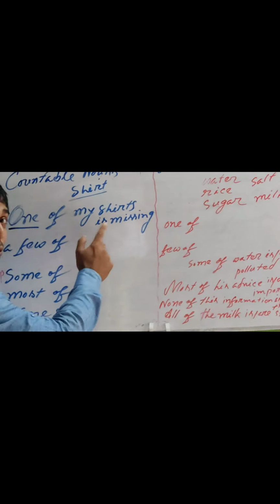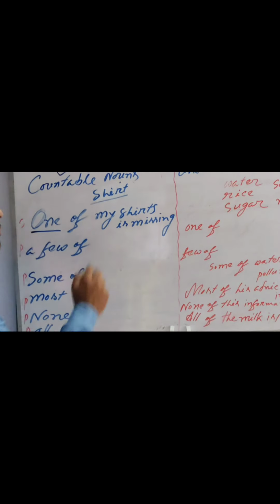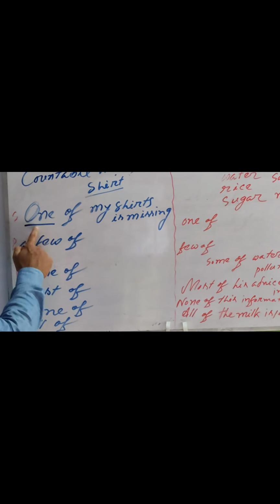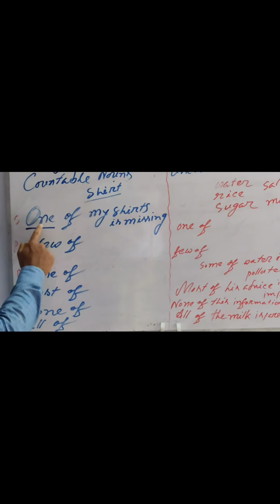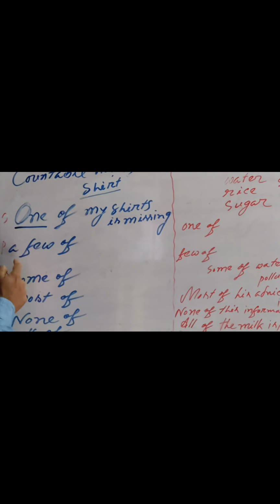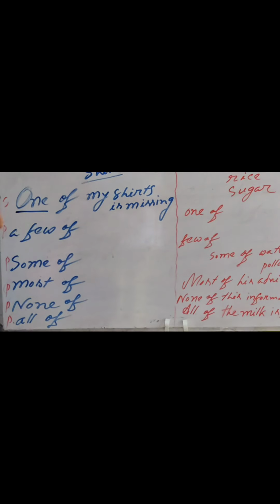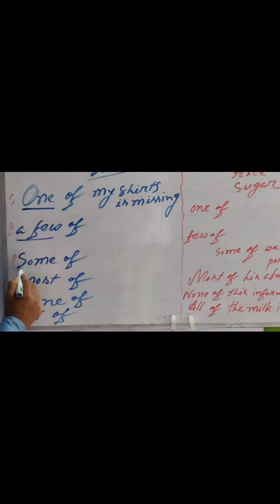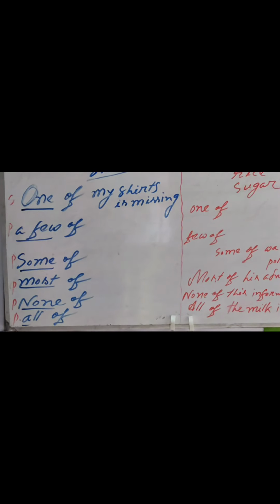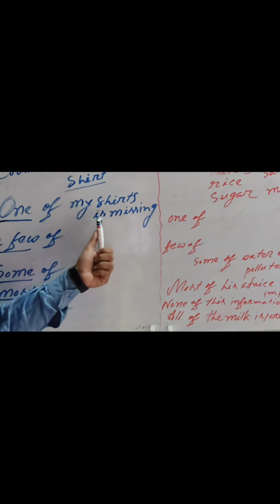If it gets plural, of course it will be "are." You are right. So, "a few of my shirts is missing" or "are missing"? That's up to the first one. This one was singular, but "a few": is it singular or plural? Of course it's plural. A few is plural, some is plural, most is plural, none is plural, all is plural.